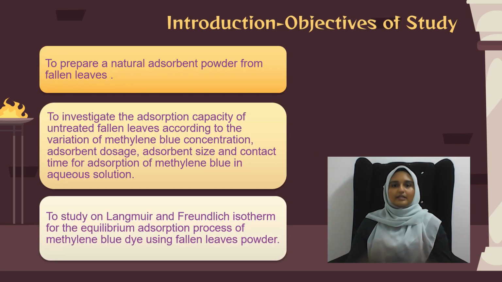Objective of the study is to prepare a natural adsorbent powder from pollen leaf to investigate the adsorption capacity of untreated pollen leaves according to the variation of methylene blue concentration, adsorbent dosage, adsorbent size, and contact time for the adsorption of methylene blue in aqueous solution. To study the Langmuir and Freundlich isotherms for the equilibrium adsorption process of methylene blue dye using pollen leaf powders.